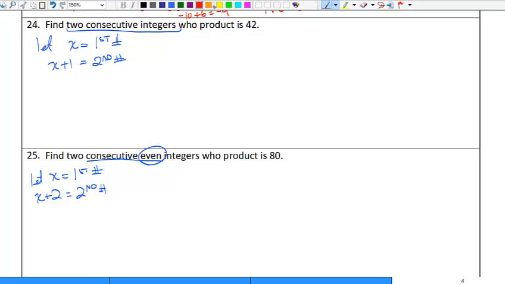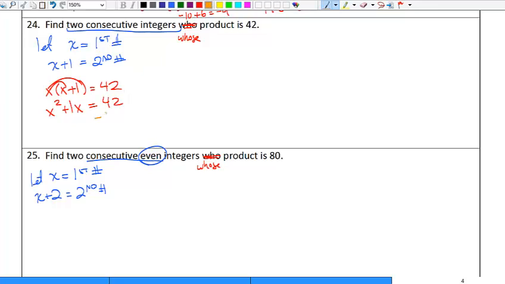Let's go back to 24 and finish this up. It says find the two consecutive integers, that's our first and second number, whose product is 42, which means I'm going to take x times x plus 1, and that needs to be equal to 42. That's going to get you almost half your points for the problem.